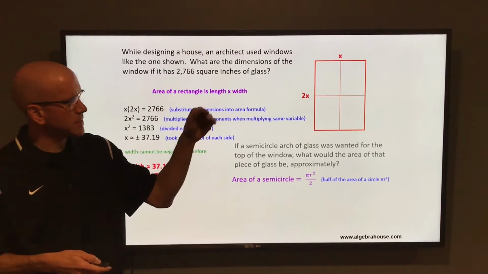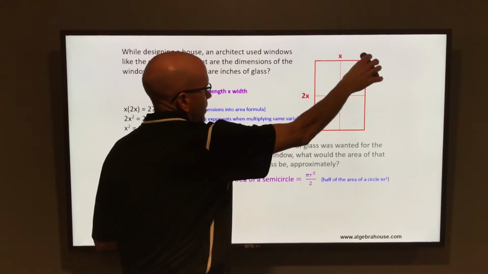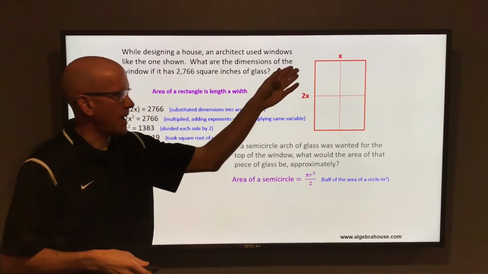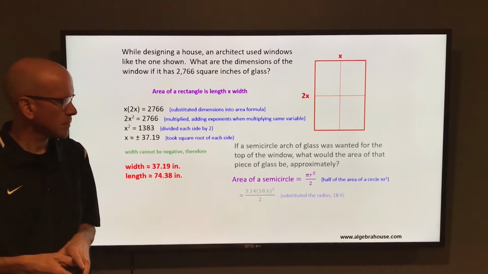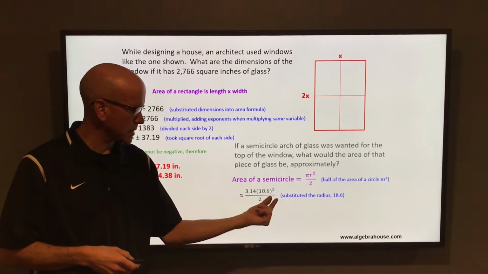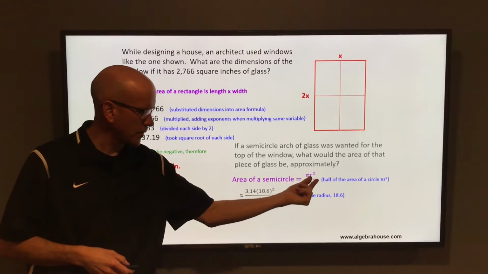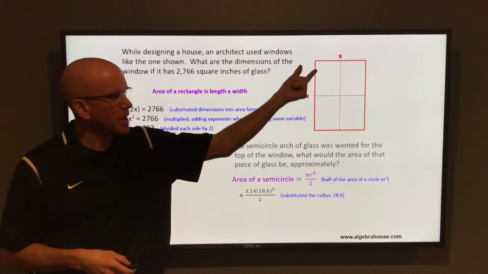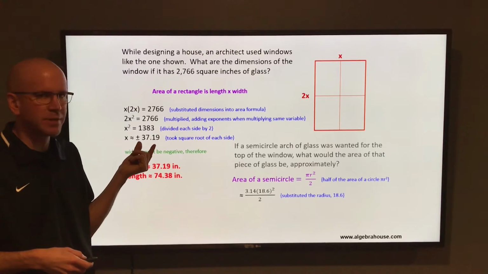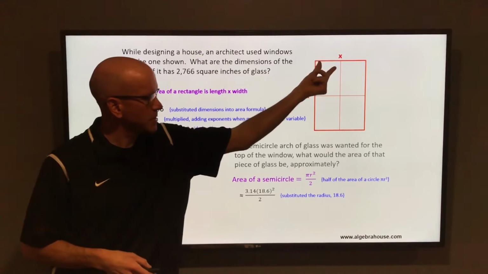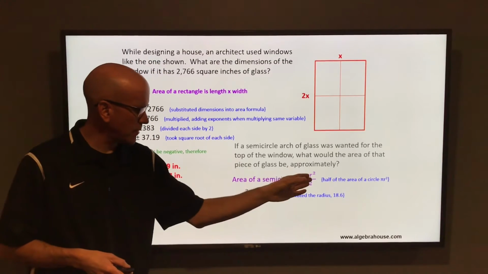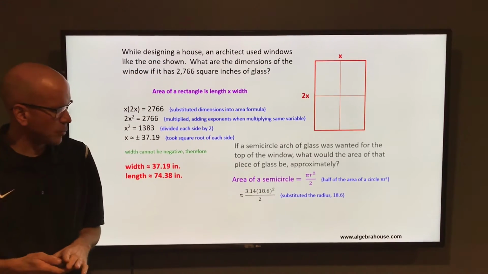So the radius, imagine an arc going over the top of that window. The radius of that semicircle would be half of what x is. So you'd say it's 3.14 times 18.6 squared over 2. Pi r squared. R is the radius. The radius is half of what we had for x back here. We had x is 37.19. The radius is half that. That is 18.6. So pi r squared divided by 2 is 3.14 times 18.6 squared divided by 2.